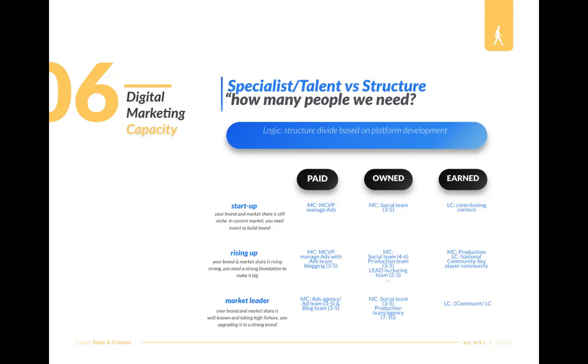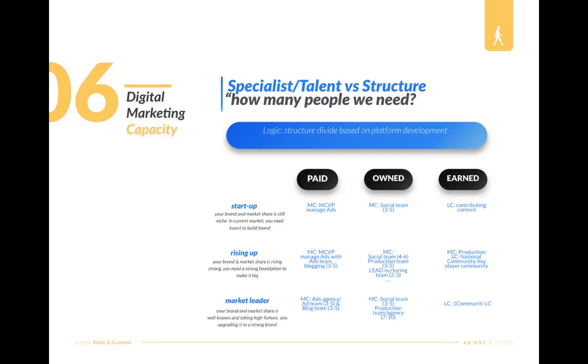In this part, the second one, for the owned platform, if you are a startup right now, then it's very important for you to have 3 to 5 people working in a social team. These are the people who manage the campaign, the content, and also the social channels. But when you go up to rising up, you should have a strong social team, a strong production team, and if you do anything related to lead nurturing or optimization, then you also need a lead nurturing team, with a number of around 20 or so. And of course, for the market leader, the team is going to be bigger.